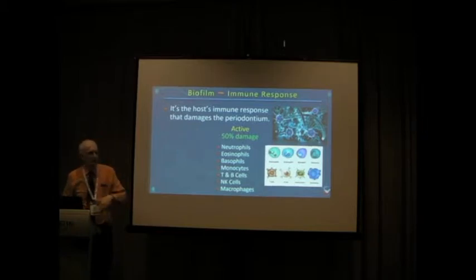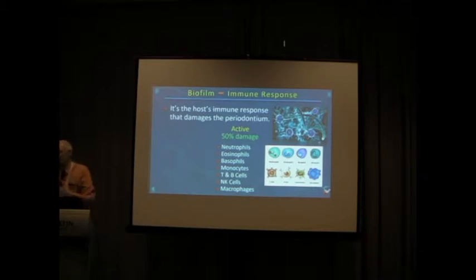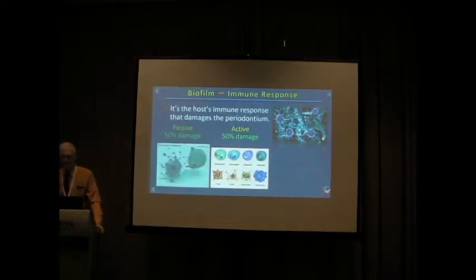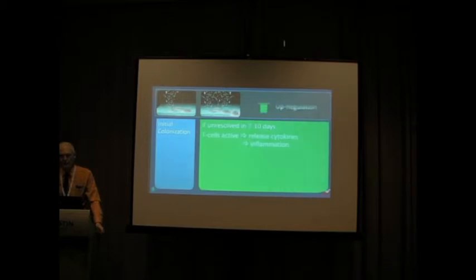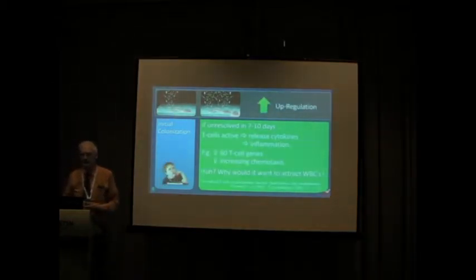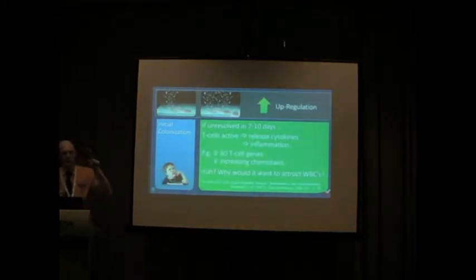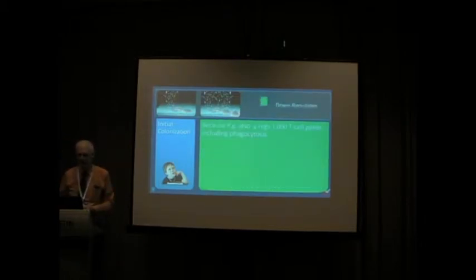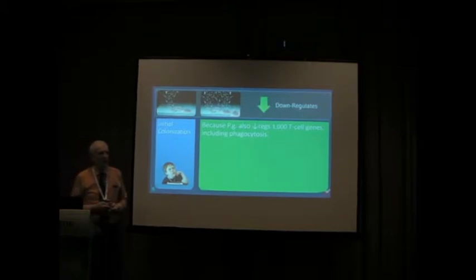And that only amplifies the first problem of the passive destruction, because now you have an even bigger influx of white blood cells to the site that don't do anything, die, and release their enzymes on the tissue. So if unresolved in 7 to 10 days, we get the upregulation of the influx of white blood cells and the downregulation of over 1,000 T-cell genes. Wow. That's stunning that these bacteria can do that.